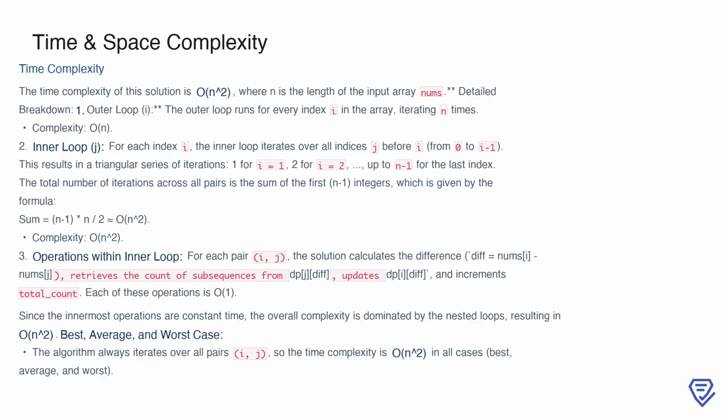Within the inner loop, operations like calculating the difference between elements, updating the dp structure, and incrementing the total count are all constant time, or O(1). Since the nested loops dominate the runtime, the overall time complexity is O(n squared) in the best, average, and worst cases. This consistency arises because the algorithm processes all pairs (i, j), regardless of the input distribution.